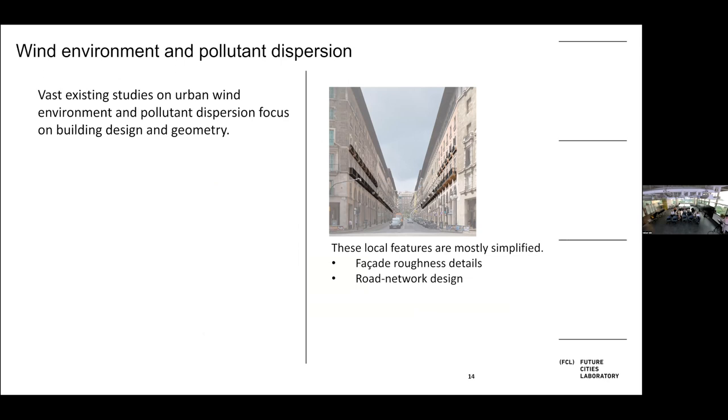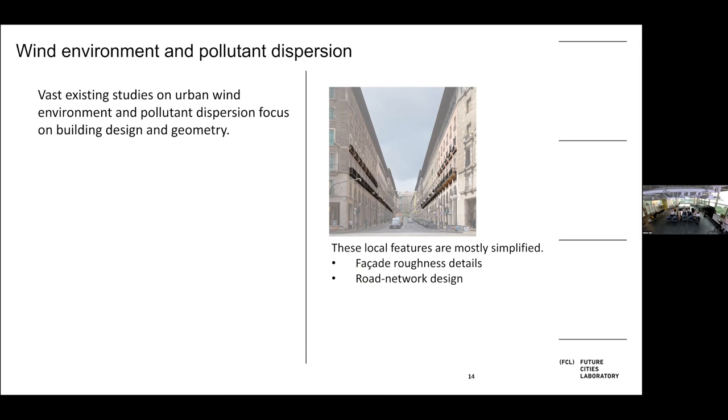However, in reality, our cities are characterized by different kinds of building local features. For example, our buildings usually have facade roughness details, like the balcony shown here. And our cities can also have different road network designs. Now I would like to talk about our study concerning the local features, starting from the building facade roughness details.